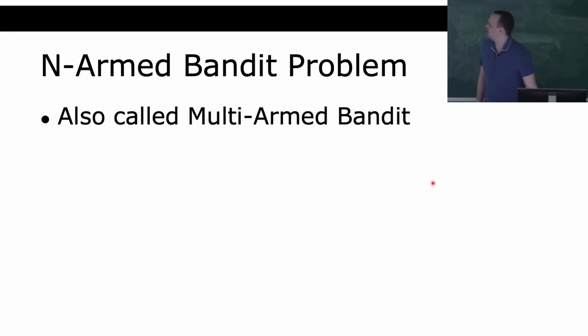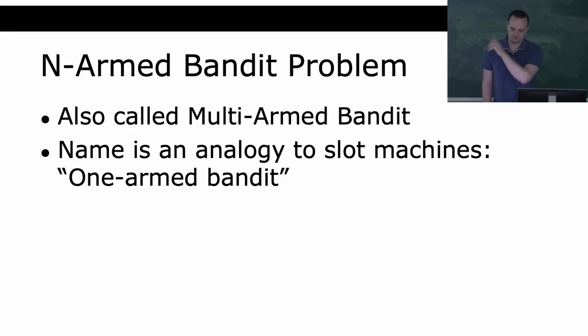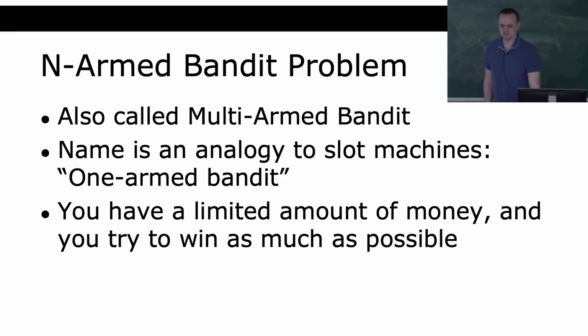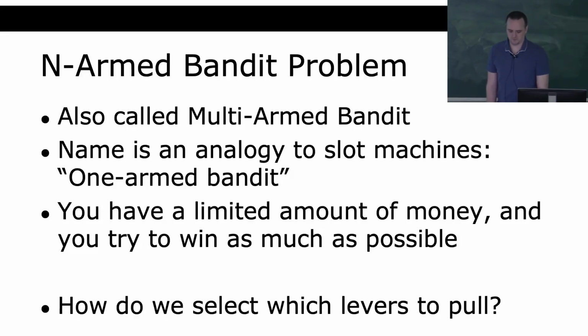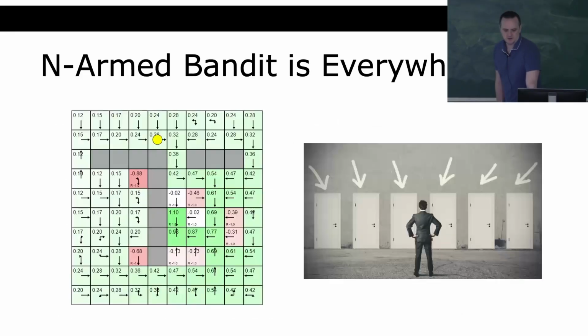So this is called the multi-armed bandit problem, which I've already stated. This is an analogy to slot machines that are called one-armed bandits. And so you're going to have some limited amount of money or time or some resource that you're spending in order to take these actions, and then you're going to try and win as much as possible over some amount of time. But how do we select which levers to pull, right?